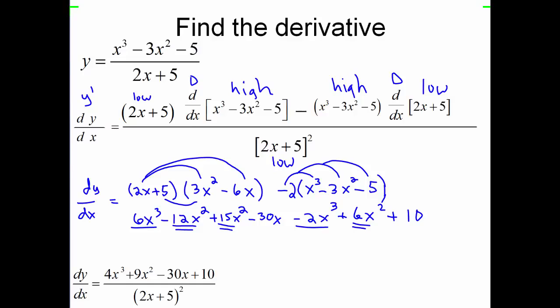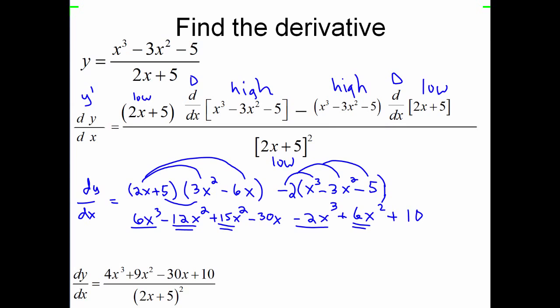Remember this is all over the low function, 2x plus 5 squared. And you do not need to FOIL this right here. You can always just keep it whatever the low function is squared. So don't worry about FOILing this out. Okay. So here's the quotient rule in action. Okay, it's actually very, very simple.